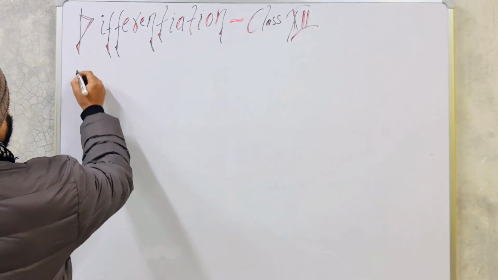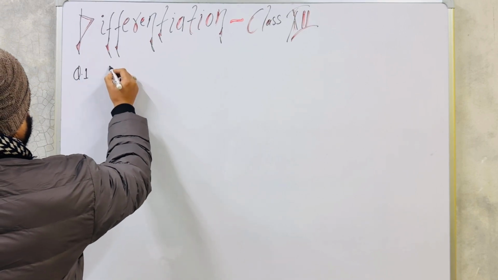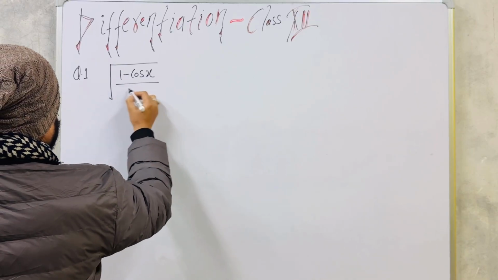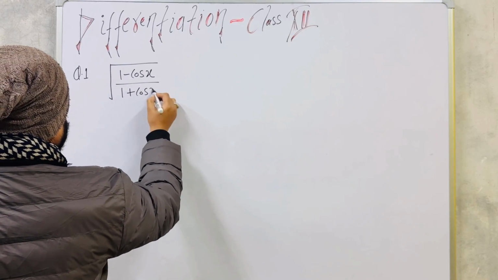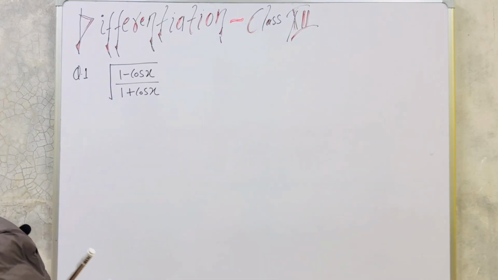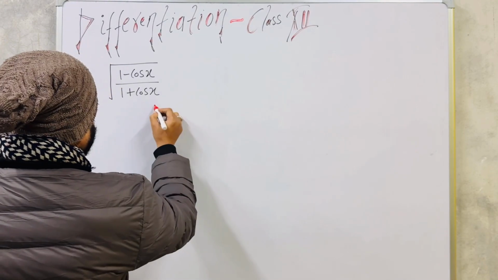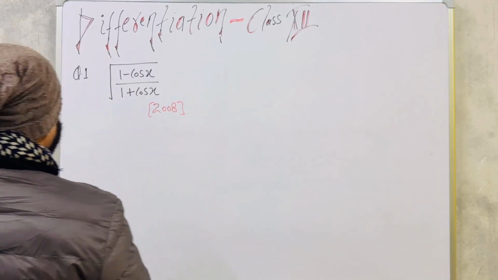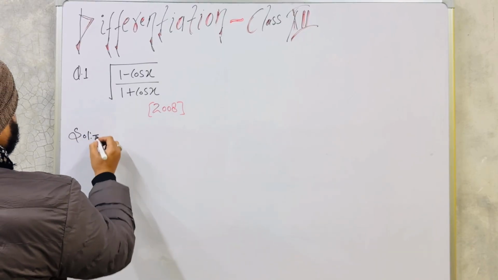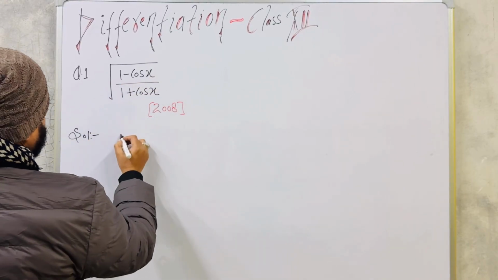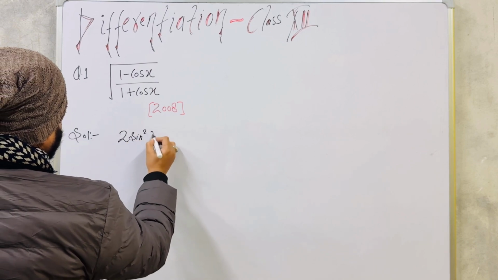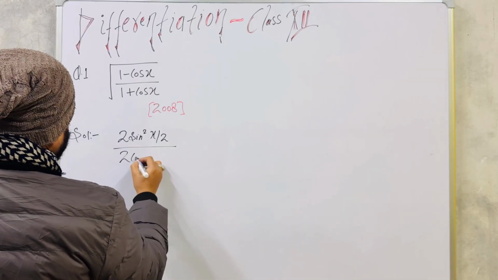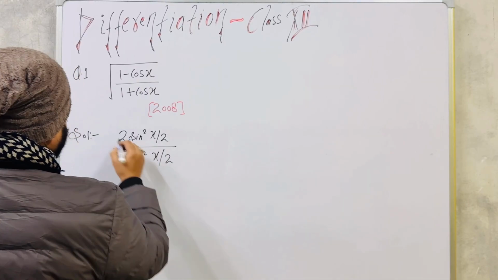The question number one is under root of 1 minus cos x upon under root of 1 plus cos x. This question appeared in 2008. Okay, students, now we know that 1 minus cos x is equal to 2 sin square x by 2. Similarly, 1 plus cos x is also equal to 2 cos square x by 2.